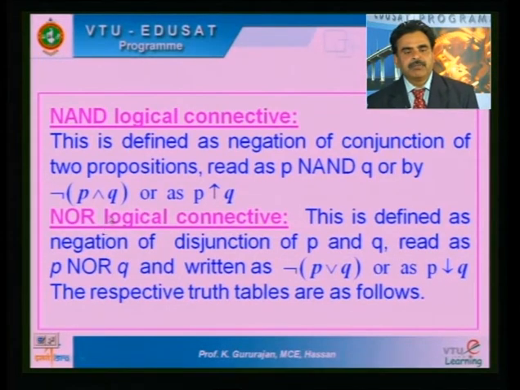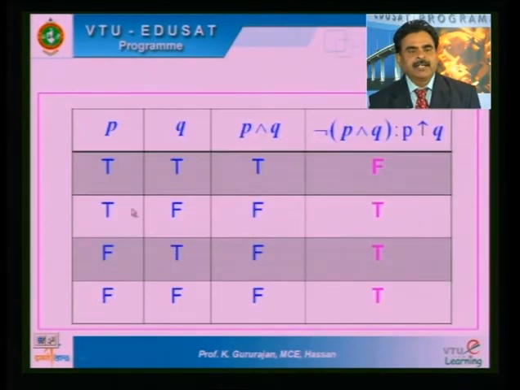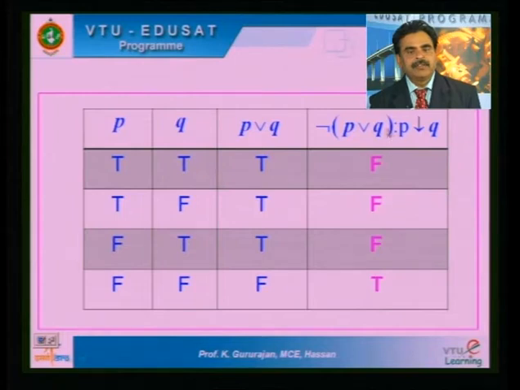The respective truth tables are given in the next slide. So you can tell that this is P NAND Q. I told you first P and Q we already know how to construct. So TT means T, TF F, FT is F, FF means F. So if I take the negation, I get F, T, T, T. So T moving to F, F to T, F to T, F to T. Understood? So this is the truth table of P NAND Q.